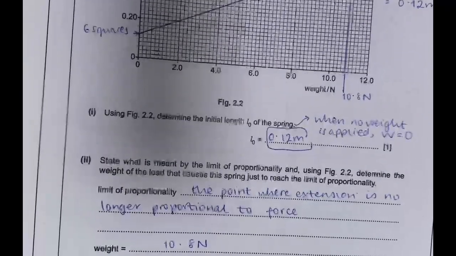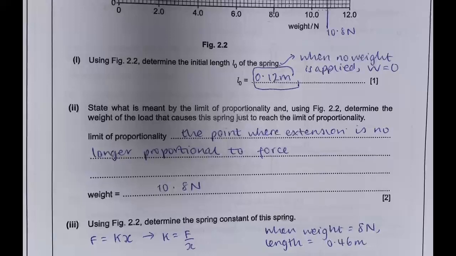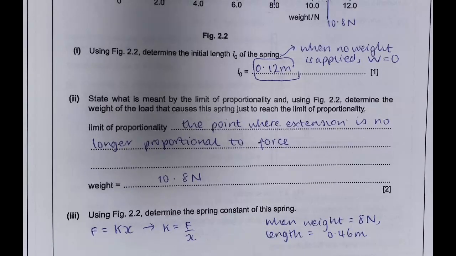In part II, it says state what is meant by the limit of proportionality. That's 1 mark. And using figure 2.2, determine the weight of the load that causes this spring just to reach the limit of proportionality. So firstly, the first mark, well, the limit of proportionality is the point on the graph where the extension is no longer proportional to the force.